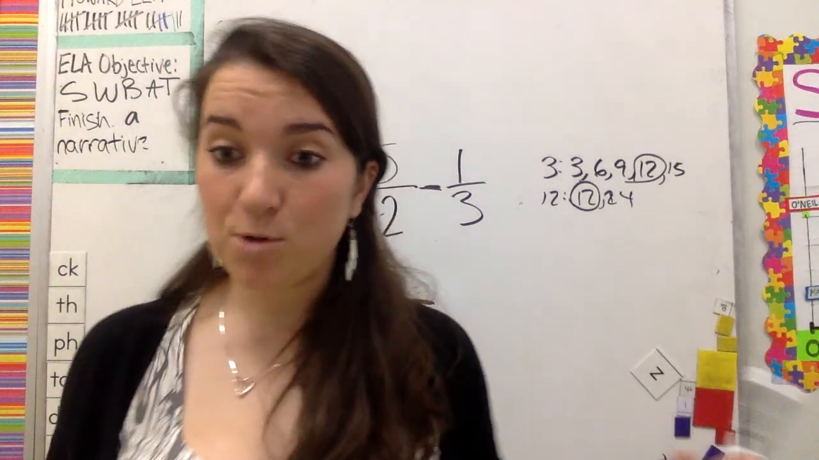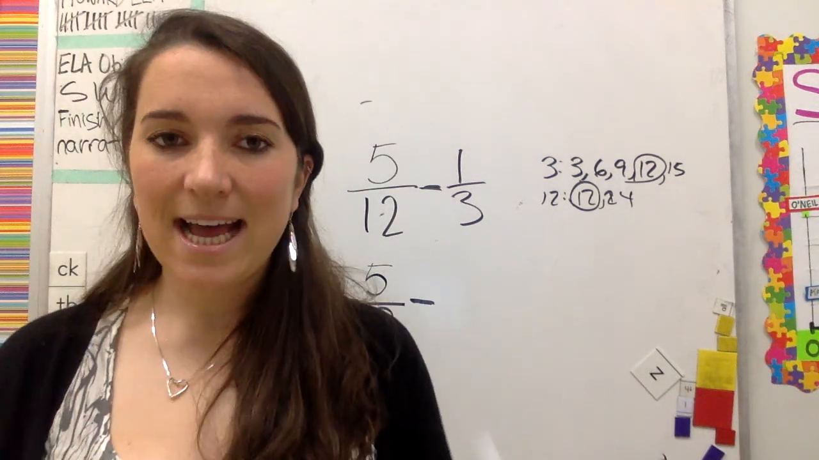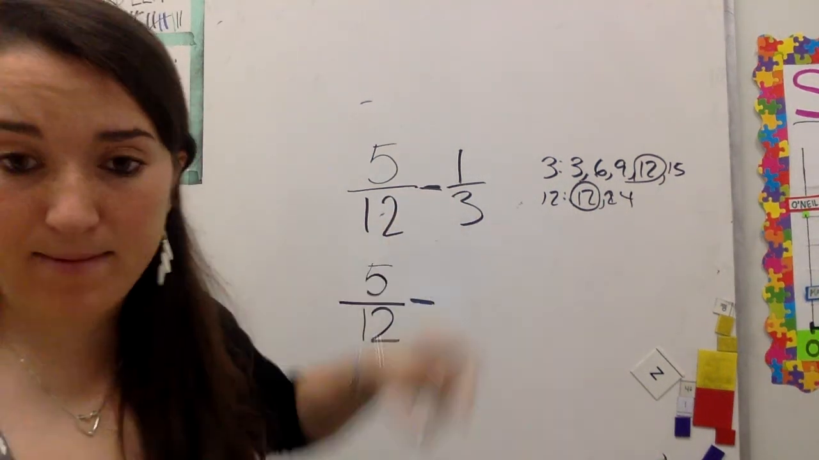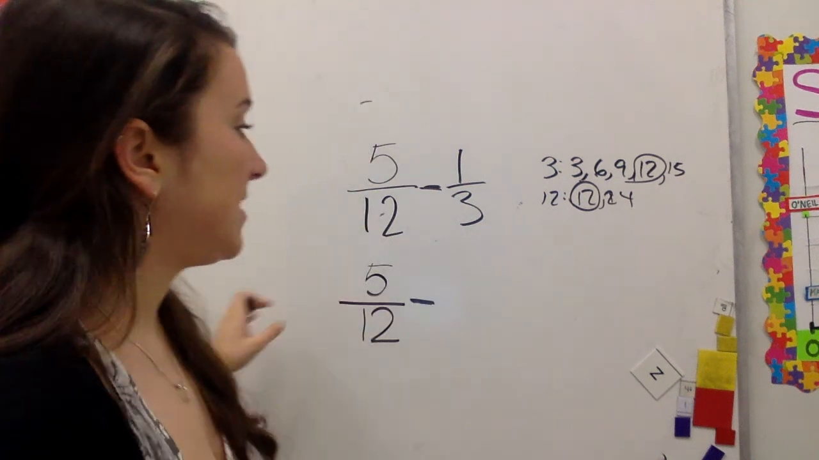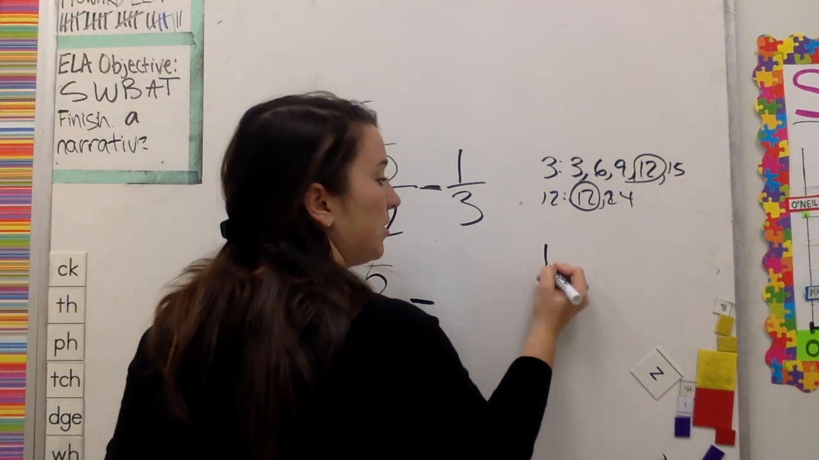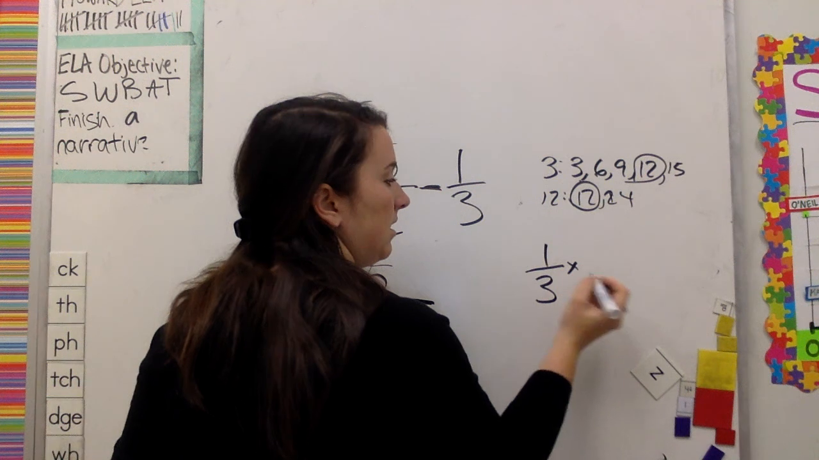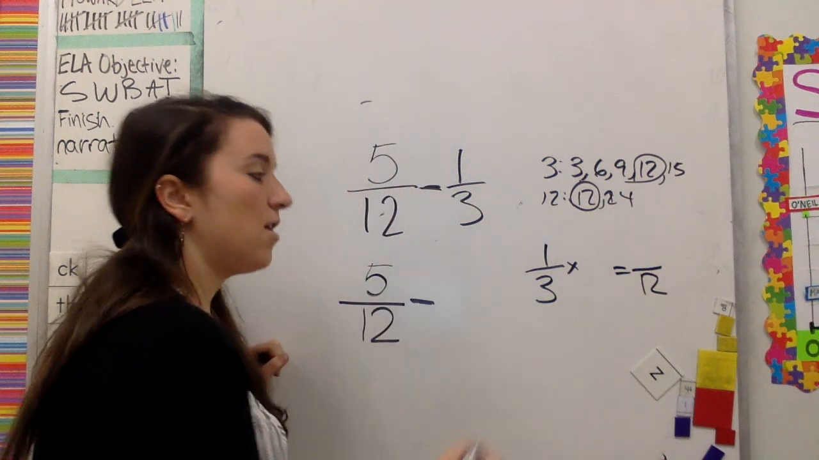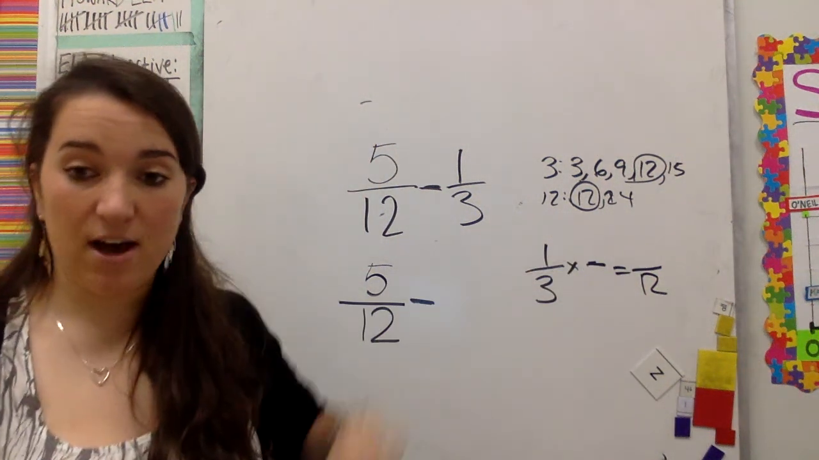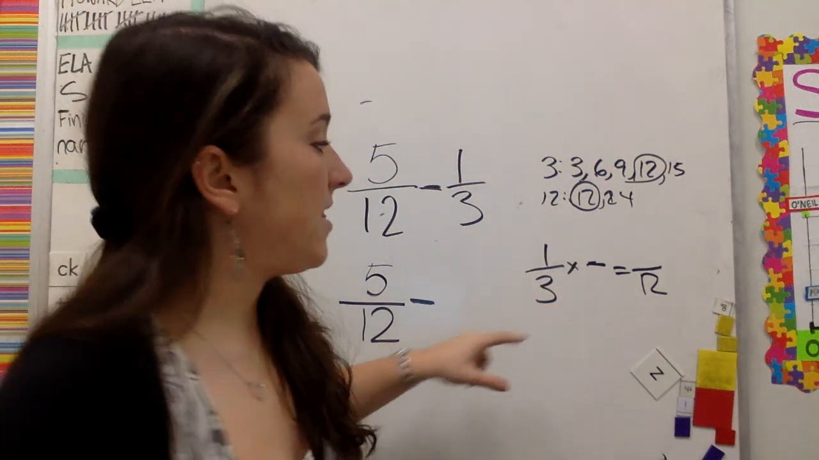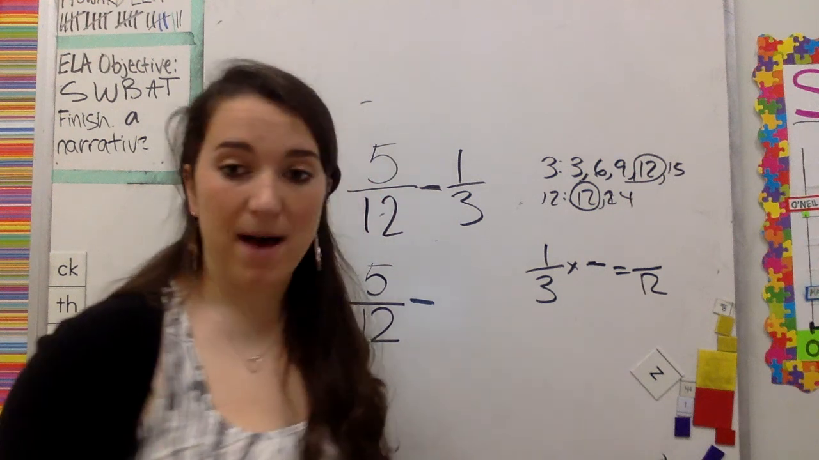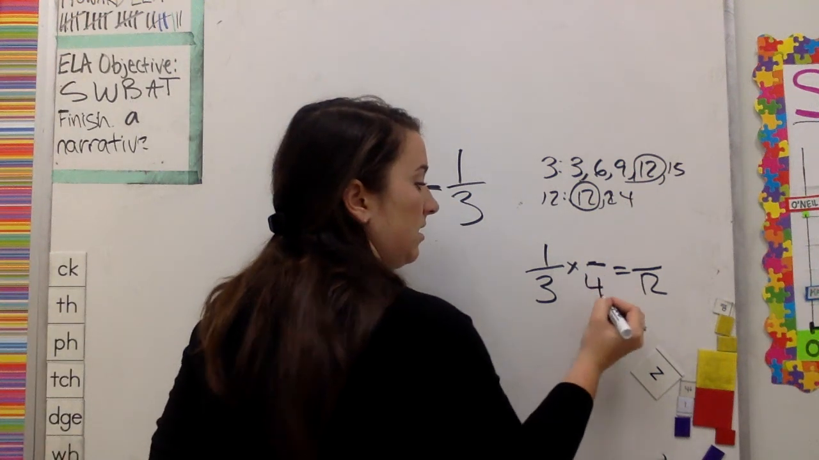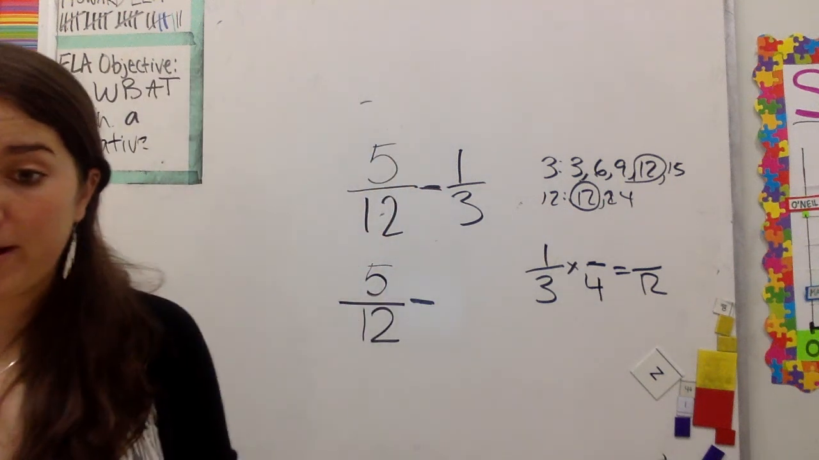But I cannot subtract or add unless I have the same denominator. So I can't do anything until I make the denominator of 1/3 equal to something over 12. So I need to multiply it by something, times something equals something over 12. And I know whatever I multiply to the top, I also need to multiply on the bottom. So I think about, okay, what do I have to multiply 3 by to get to 12? I know that 3 times 4 equals 12. So I make that 4.